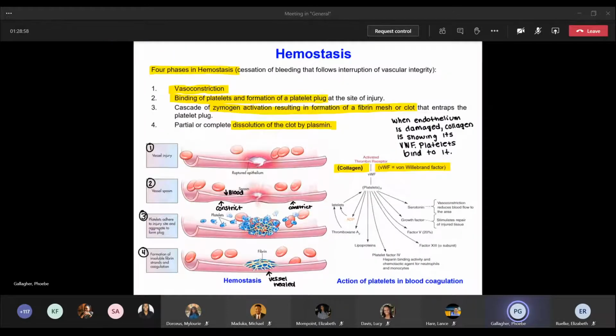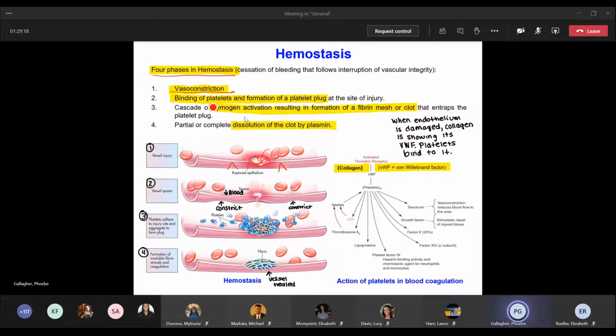Okay, so you'll start off, you have to memorize these 4 phases because she might ask about it. You start off with vasoconstriction. When you have an injury to your vessel, the surrounding smooth muscle is going to spasm and cause a narrowing of the vessel. That allows for a decrease in blood loss.